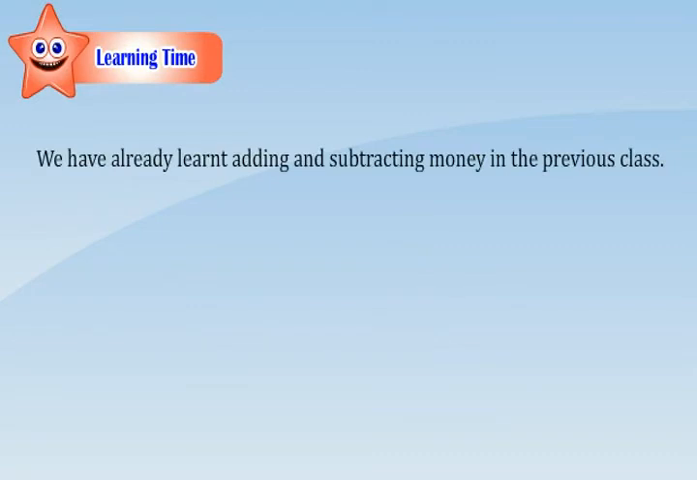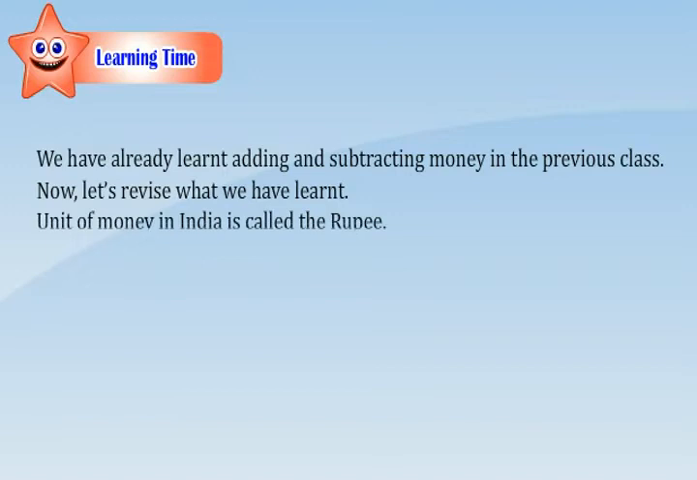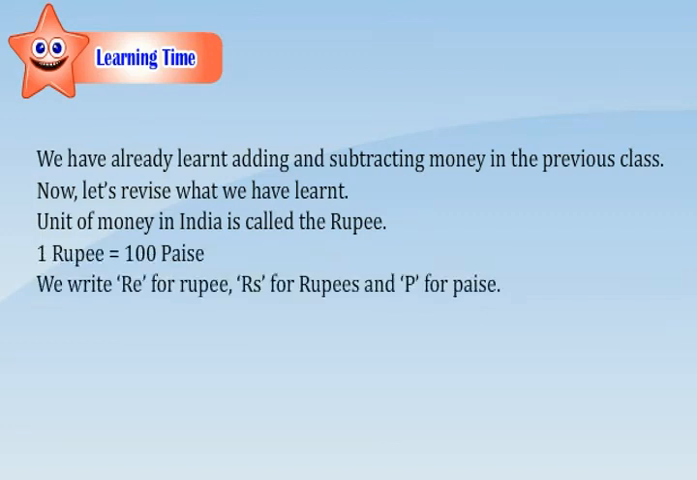Learning time. We have already learnt adding and subtracting money in the previous class. Now, let's revise what we have learnt. The unit of money in India is called the rupee. 1 rupee is equal to 100 paise. We write Re for rupee, Rs for rupees, and P for paise.